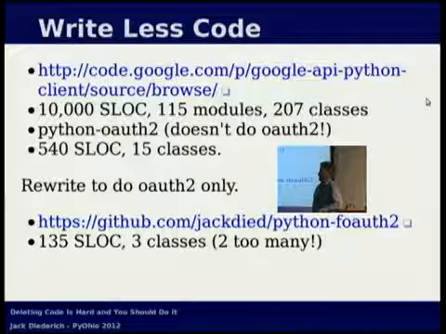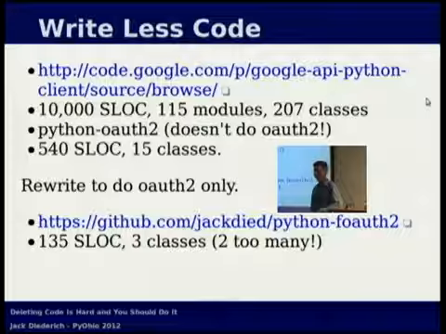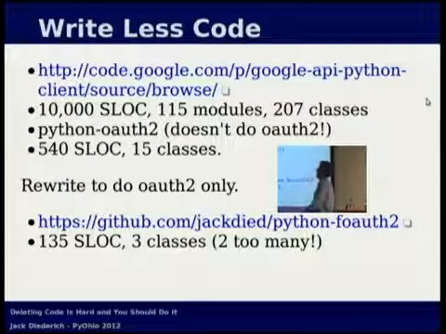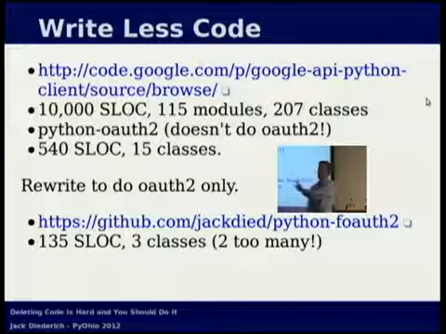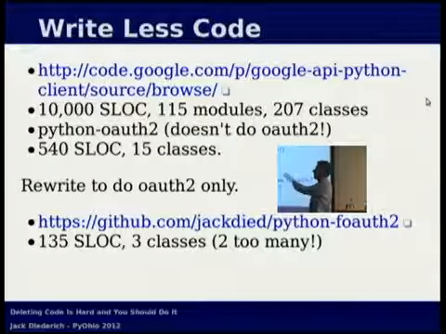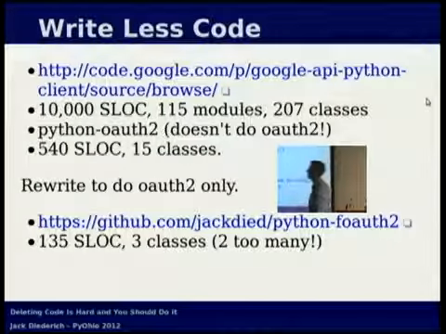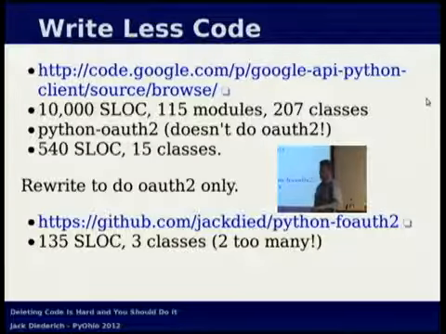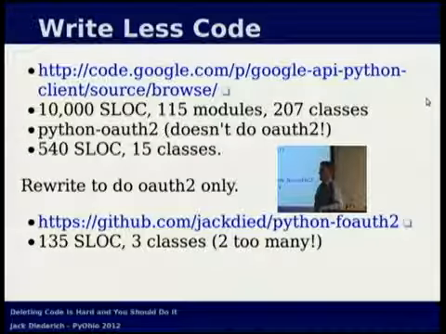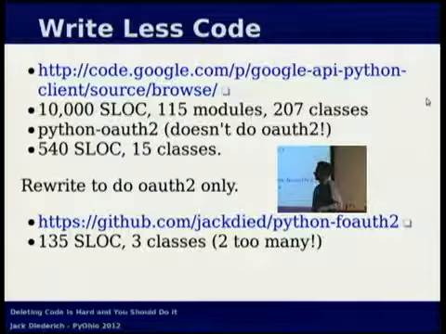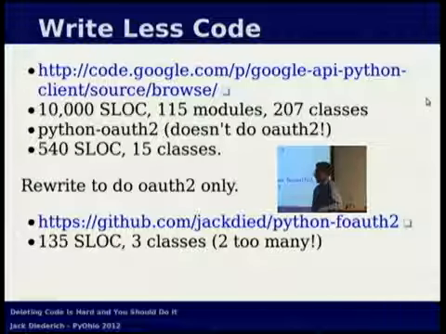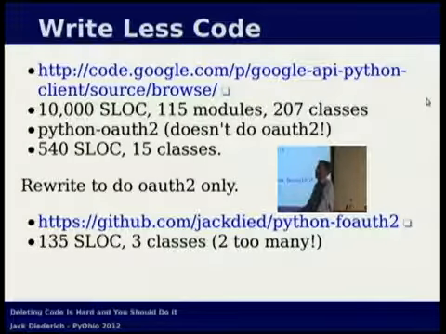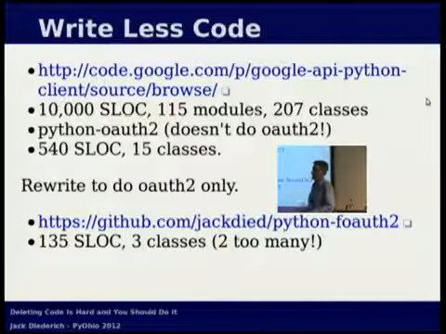So I figured somebody must have had the same gut reaction as me and gone out and done something better. So I found the Python OAuth 2 library, which is only 540 source lines of code and 15 classes. That sounded like the perfect thing, except it doesn't actually do OAuth 2. It's the second version of a library called Python OAuth. Yeah, the difference between OAuth and OAuth 2 isn't so terribly high.